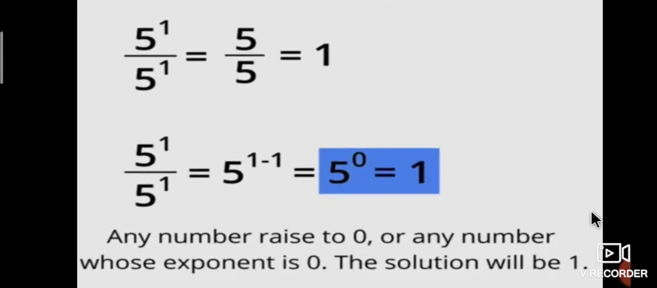Next question: 5^1 divided by 5^1 is equal to 5 divided by 5 is equal to 1. Therefore, 5^1 divided by 5^1 is equal to 5^(1-1) is equal to 5^0, that is equal to 1. Any number whose exponent is 0, the solution will be 1.